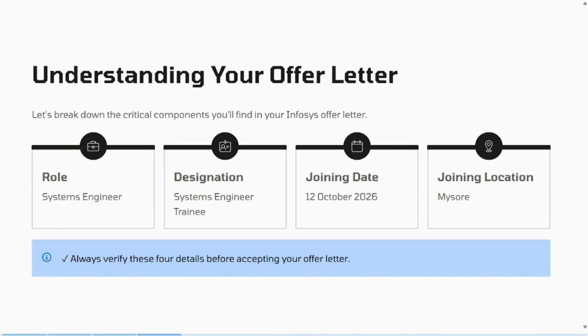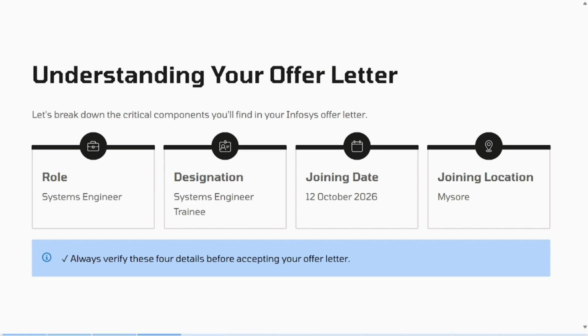Now let's start with the actual offer letter. Whenever you receive an offer letter from any company, don't immediately jump to the salary section. The first thing you should do is verify these 4 details. The first one is the role. This is my role, system engineer. The first thing in my offer letter, the role is system engineer.